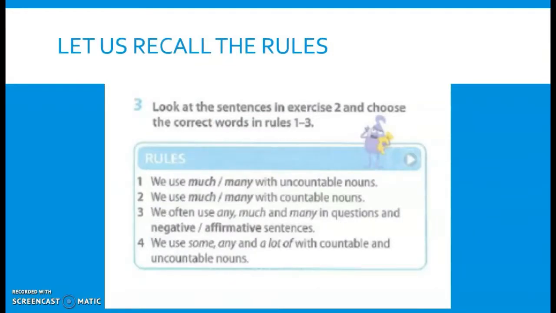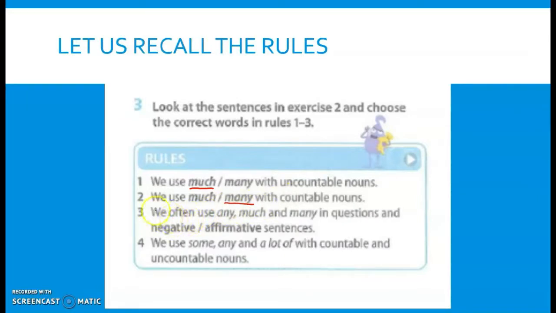Now let us recall the rules. Look at the sentences in exercise 2 and choose the correct words in rules 1 to 3. For number 1, we use much or many with uncountable nouns. Again, when we are addressing uncountable nouns, we use much. For number 2, we use much or many with countable nouns. Again, it is very obvious, we use many with countable nouns.